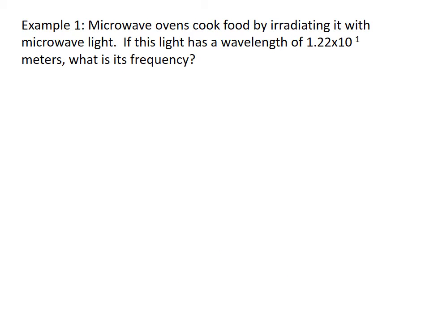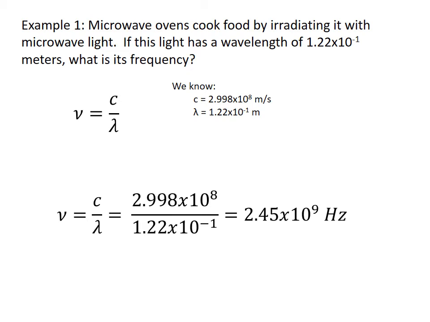Example 1. Microwave ovens cook food by irradiating it with microwave light. If this light has a wavelength of 1.22 times 10 to the minus 1 meters, what is its frequency? We start by looking at our equation, nu equals c over lambda. We know c, the speed of light, because that's a constant, and we also know lambda because that was given to us in the problem. So we can just plug in our numbers. We've got 2.998 times 10 to the 8th divided by 1.22 times 10 to the minus 1, and we get a final answer of 2.45 times 10 to the 9th hertz.